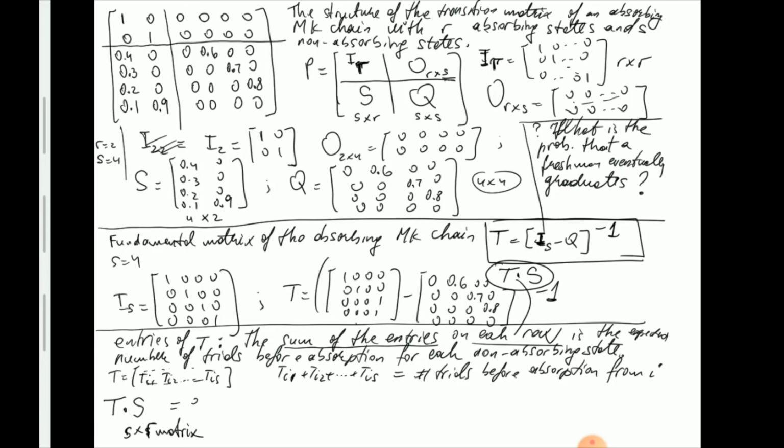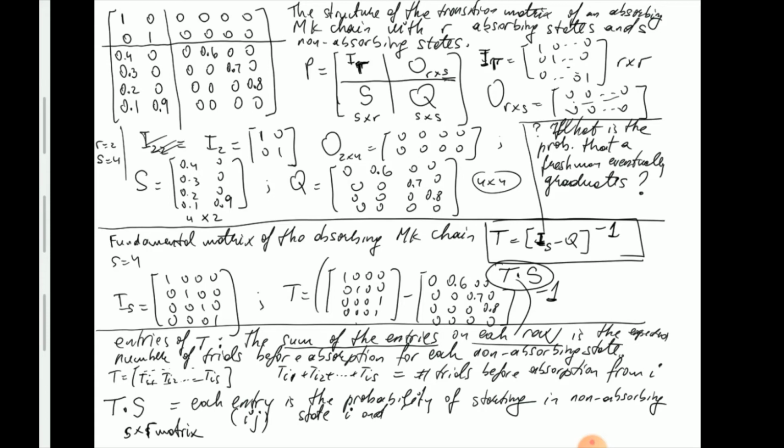So each entry of this matrix, let's call it entry ij, row i, column j, is the probability of starting in non-absorbing state i and being absorbed in state j eventually. Okay, so the probability that you start in a non-absorbing state and you eventually are absorbed in state j.